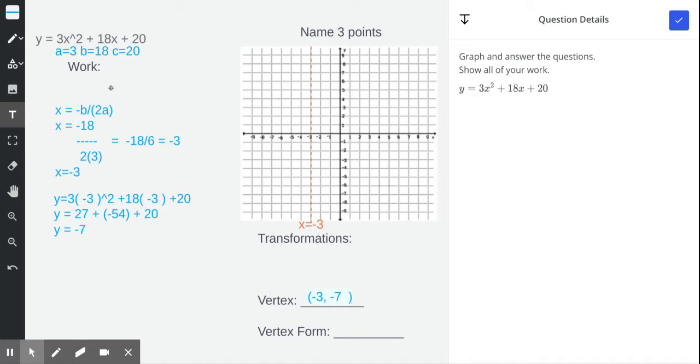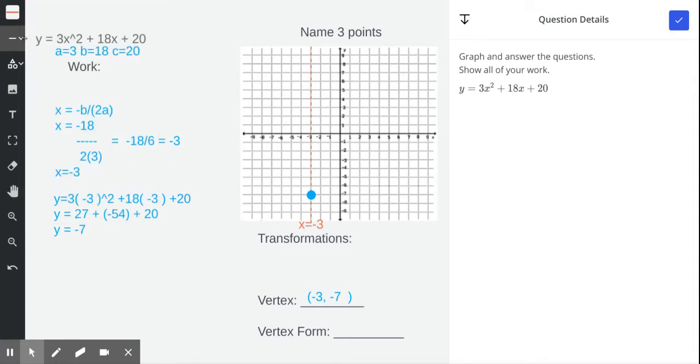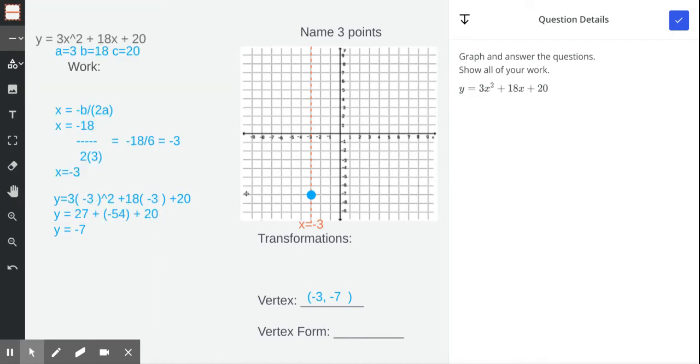So what I'm going to do is plot my first point, negative 3, negative 7. And I'm going to put a dashed line at my new floor. Now, my new floor moved down to my vertex.